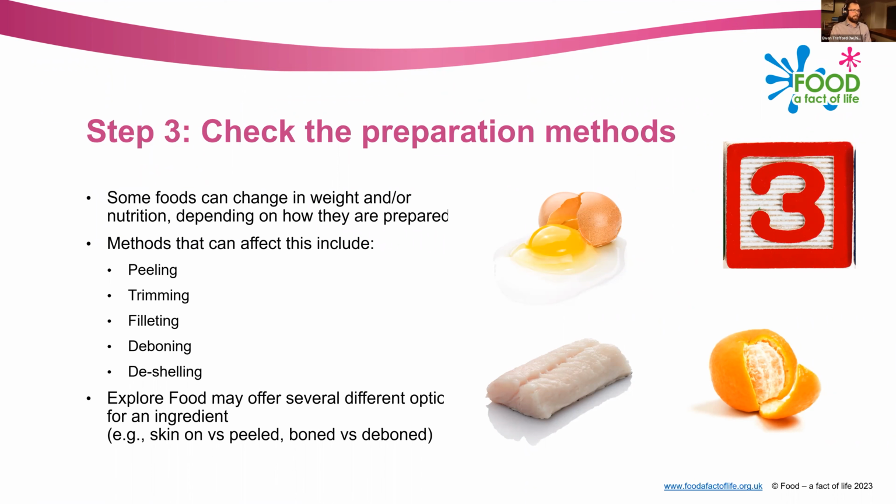Explore Food may offer several different options for an ingredient. And again, we'll look at this later. When you input your ingredient, you can usually have a skin on option or a bone versus deboned option. And so you can pick the one that's most relevant to your recipe.